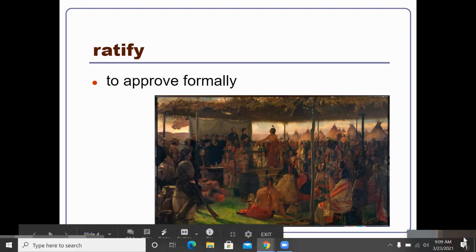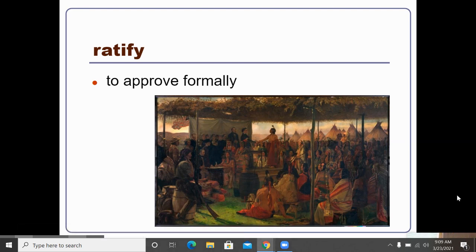Ratify just simply means to approve formally. In other words, the U.S. Senate or Congress in Washington, D.C. had to ratify these treaties to formally approve them.